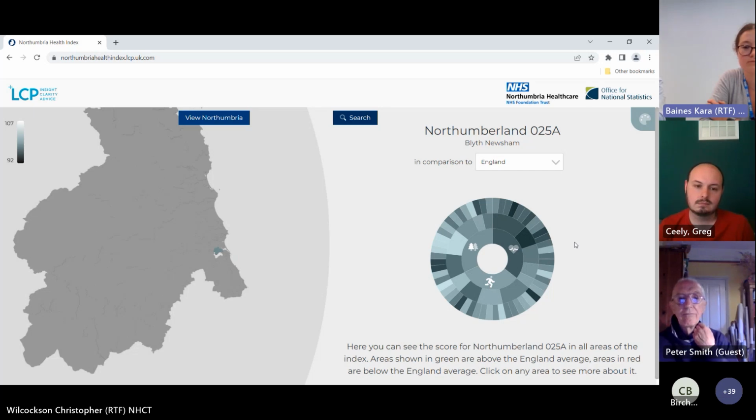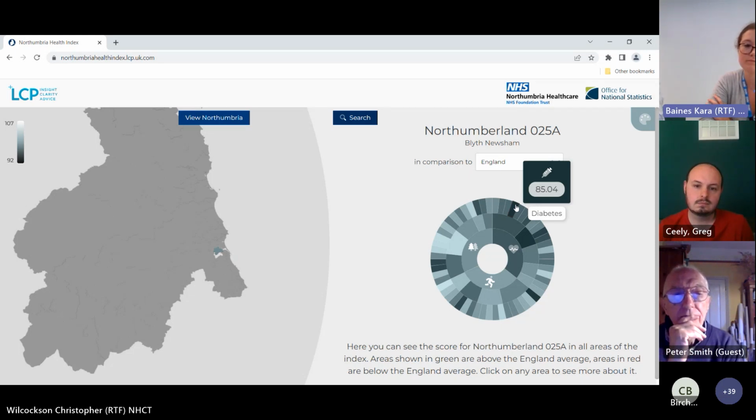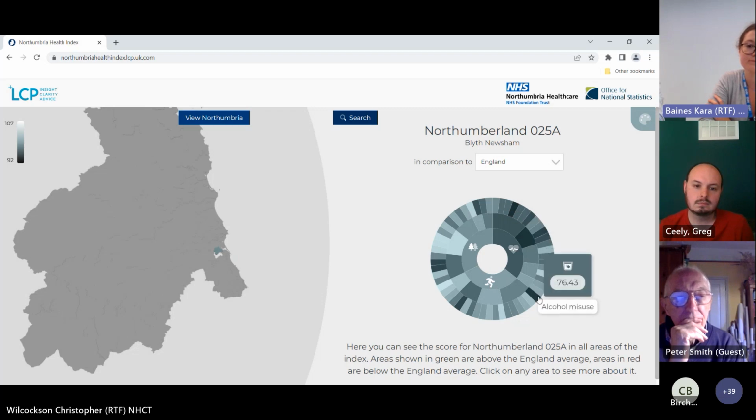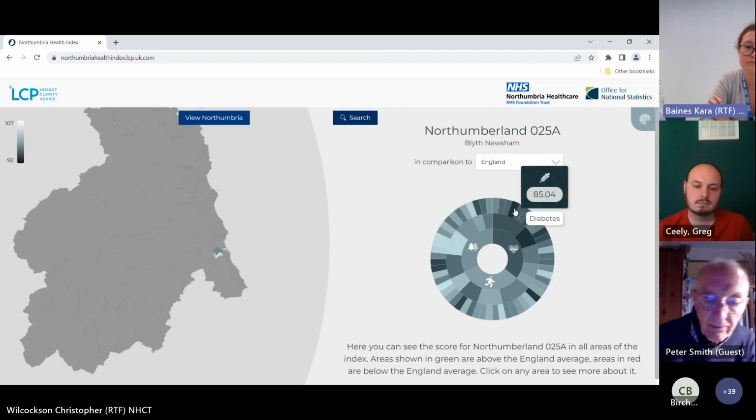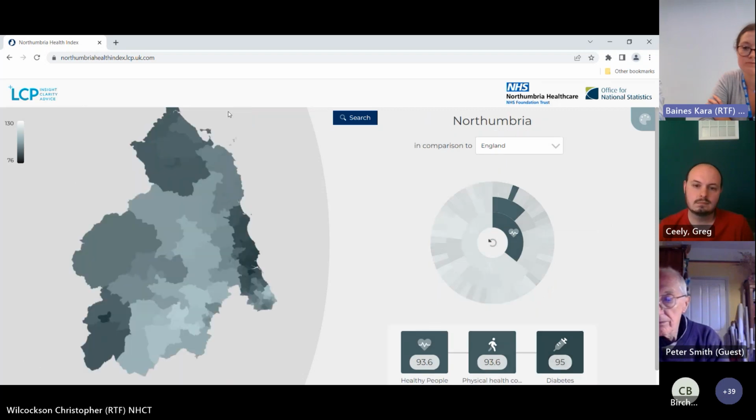So you can very clearly see that there are some sticking out. For example, this is based on diabetes prevalence from GP data, or rather, that model estimates from GP data, I should say. You see that's sticking out as quite a low score. Alcohol misuse is sticking out as quite a low score as well. So you can select any one of these indicators and visualise it on the map. Let's just take that diabetes one, for example, and then view Northumbria for that.